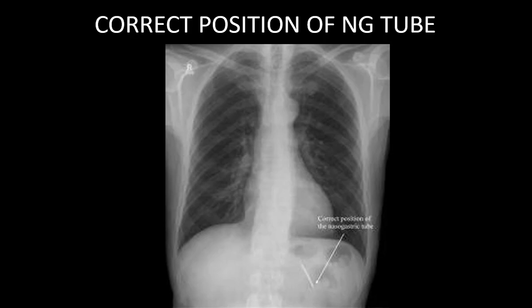What is the correct position of the NG tube? We all know the NG tube has to be placed below the diaphragm. Here you see the beads of the NG tube, which has to be lying below the diaphragm in the gastric shadow.